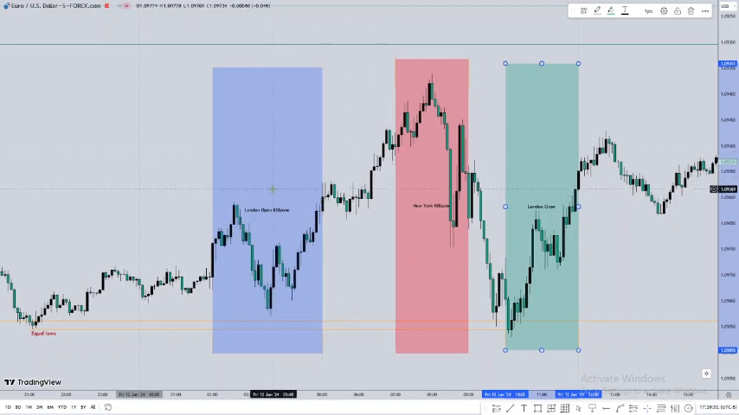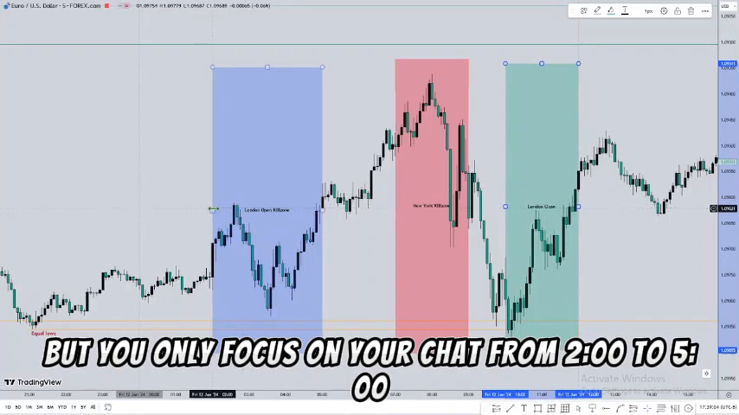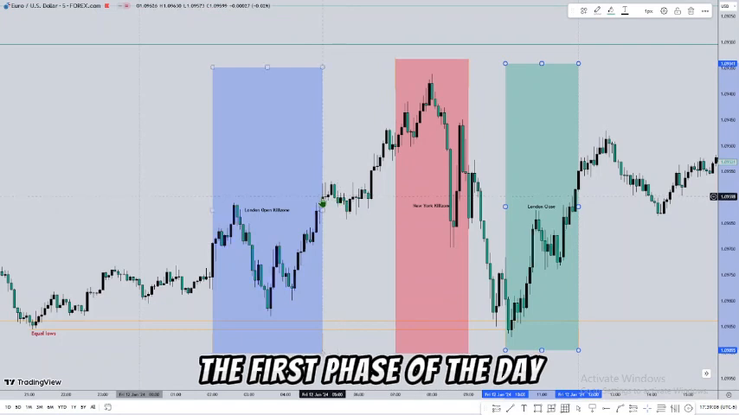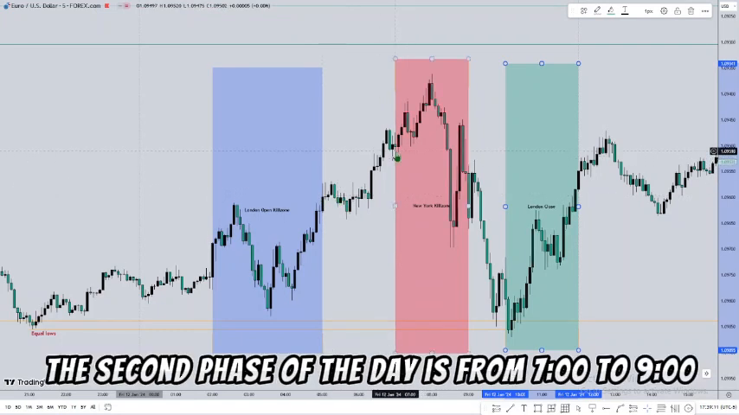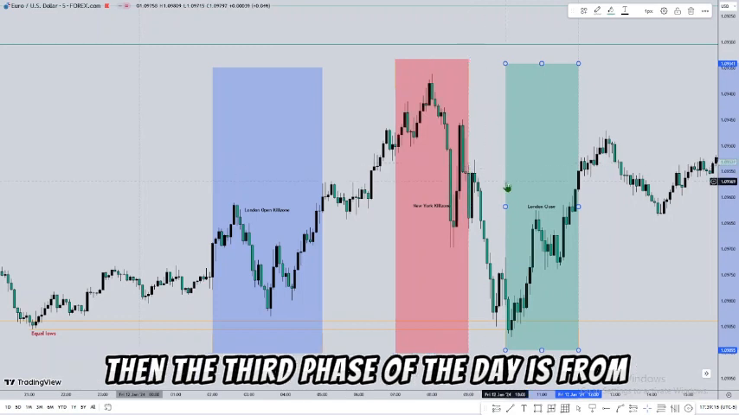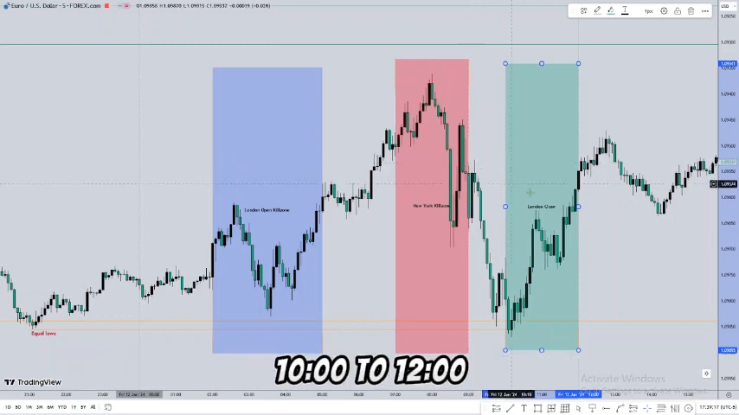Okay, you don't look at your chart, but you only focus on your chart from 2 o'clock to 5, the first phase of the day. The second phase of the day is from 7 o'clock to 9 o'clock. Then the third phase of the day is from 10 o'clock to 12 o'clock.